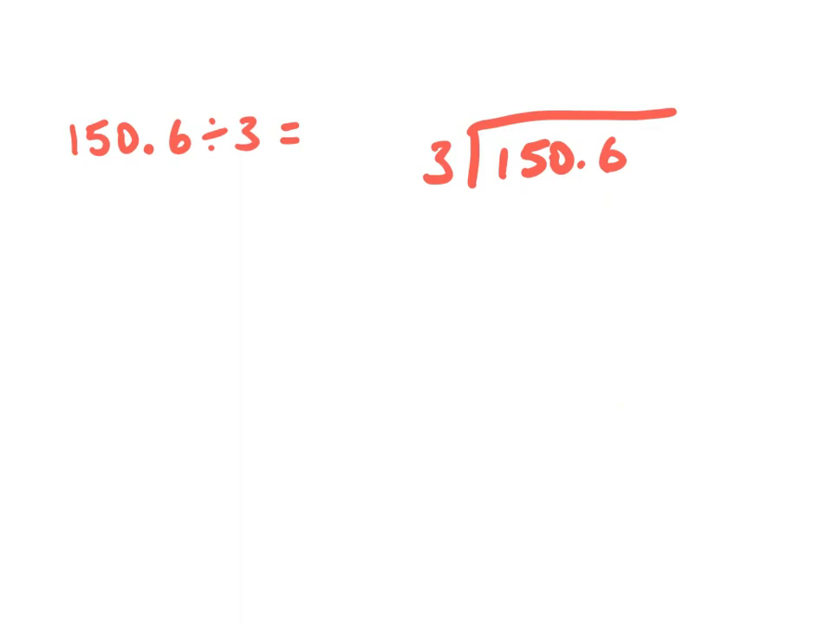Let's try another one. 150 and 6/10 divided by 3. For my estimate, I'd probably just think about this as 150 even divided by 3 because I know that 15 divided by 3 is 5 plus a 0 is 50.